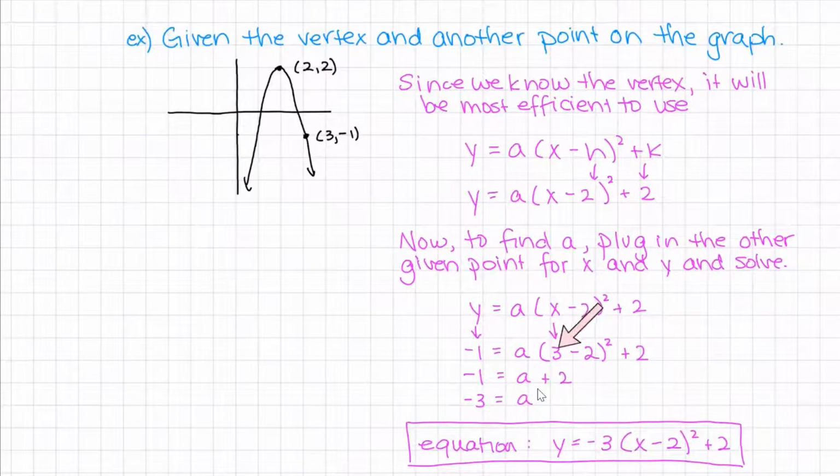And just work it all out. Once I fill in for x here, that's 3 minus 2 is 1. 1 squared is 1, so I have 1a plus 2. But then subtract 2, I get my value of a, and voila. So not too bad as long as you remember these forms. So any questions on this one?